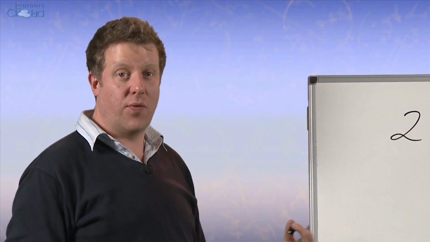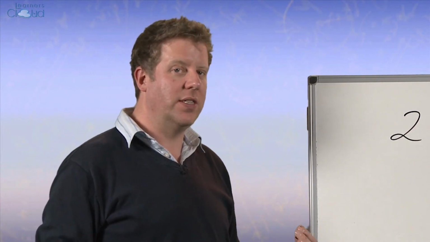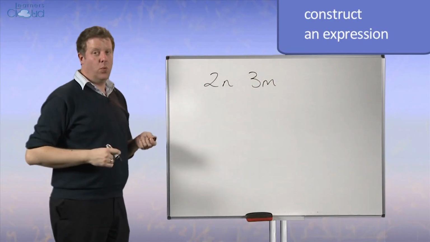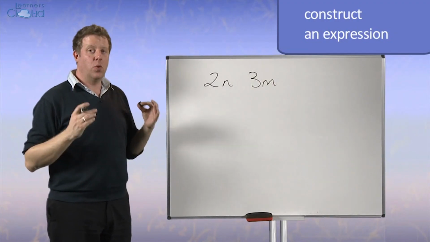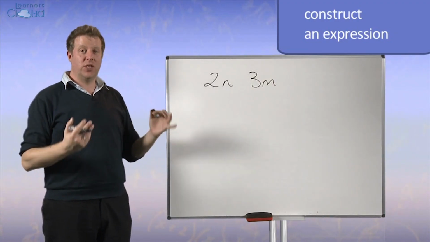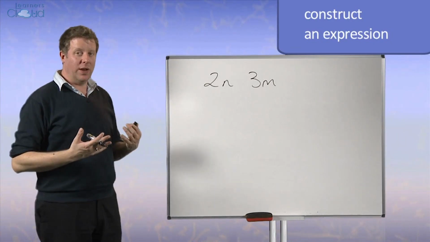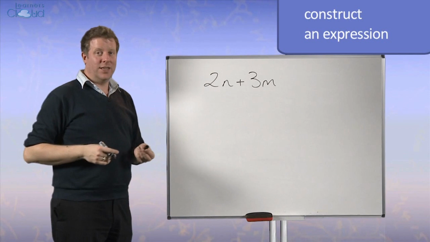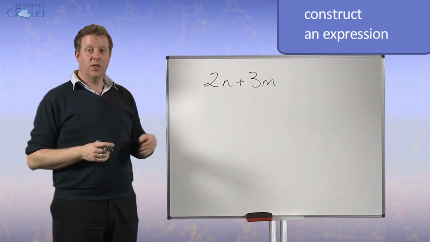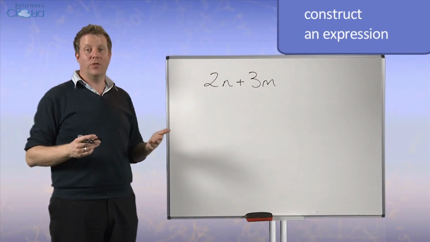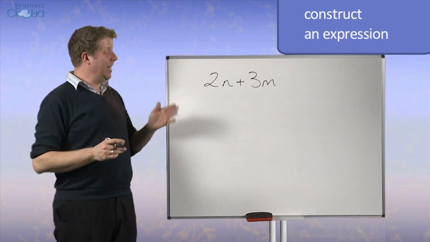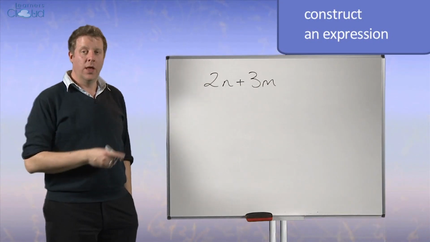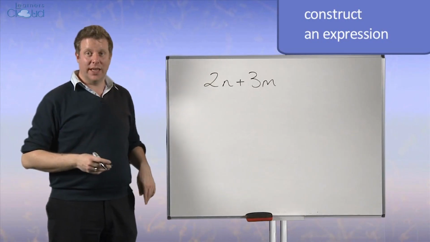Each tricycle has 3 wheels, and if I have m tricycles, then I will have 3m wheels. And what the question asks for is an expression to represent the total number of wheels. And remember, whenever we see the word total, it means they would like us to add the 2 quantities together. So that is our expression to represent how many wheels there would be in n bicycles and m tricycles. So that's how we would construct an expression.